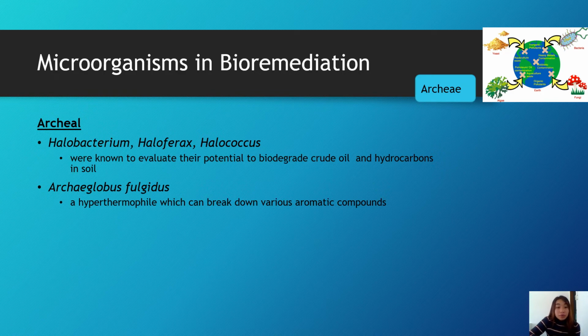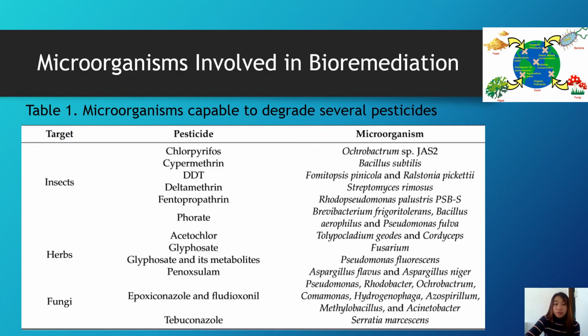So these examples were known to evaluate the potential to biodegrade crude oil and hydrocarbons in soil. Archaeoglobus fulgidus, a hyperthermophile, can break down various aromatic compounds. Microorganisms are capable of degrading several pesticides. Here we have examples of pesticides and the microorganisms that could degrade them.